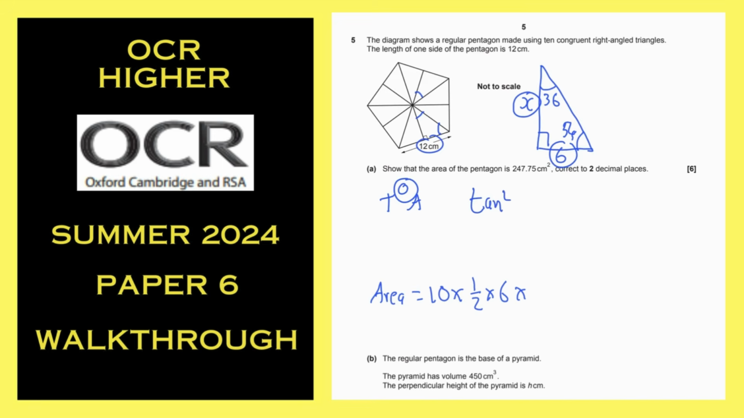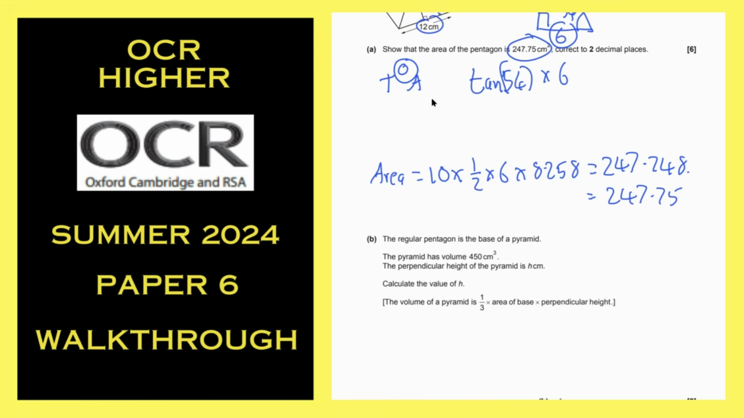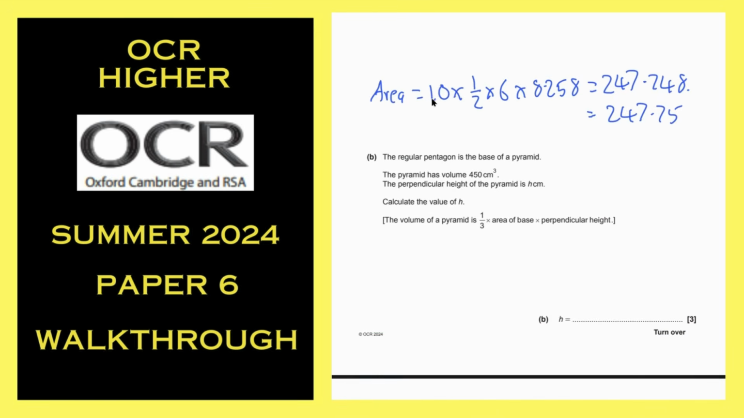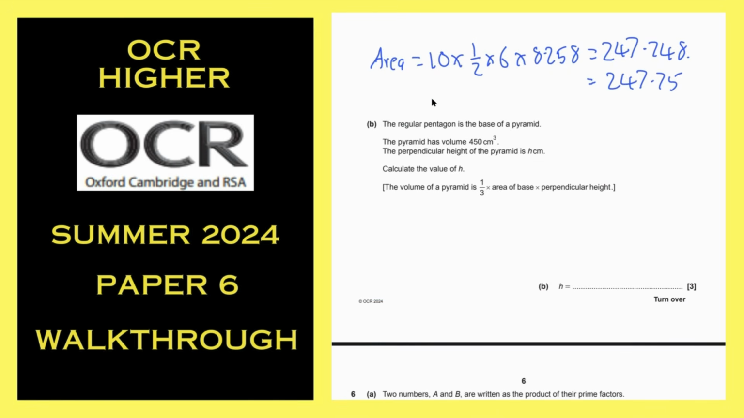It's tan of 54. Close your brackets if your calc is one of them. Times it by 6, which gives you 8.258-ish. And when you slap the final bit in your calc, you know what you're aiming for, and I get 247.748-ish. In other words, 247.75.